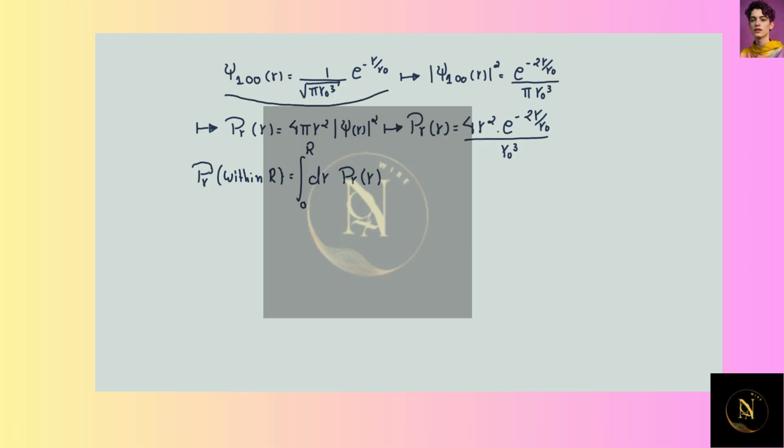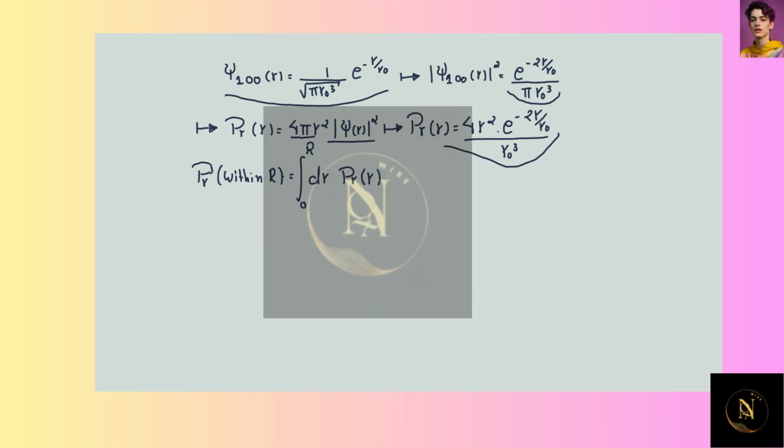To begin this question, we remember that the ground state wave function for the hydrogen atom is given by this equation. Then, to calculate the absolute value squared, we just have to square this equation, so we get this result. Then, the probability density for the ground state of the hydrogen atom is given by 4 pi r squared times the absolute value squared, which yields this result.